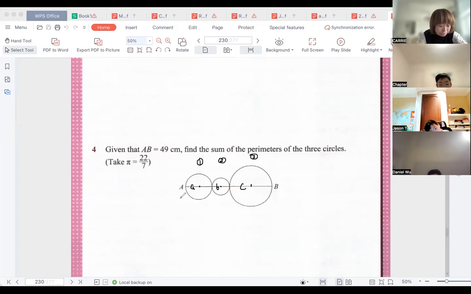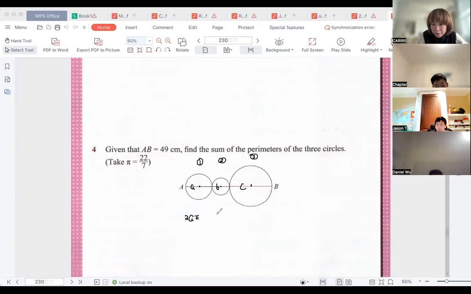Jason? A times pi. Diameter times pi. So what is the diameter? R times 2, radius times 2. Well, can you directly tell me for circle A, what is the circumference? 2A times pi. 2A times pi, correct?